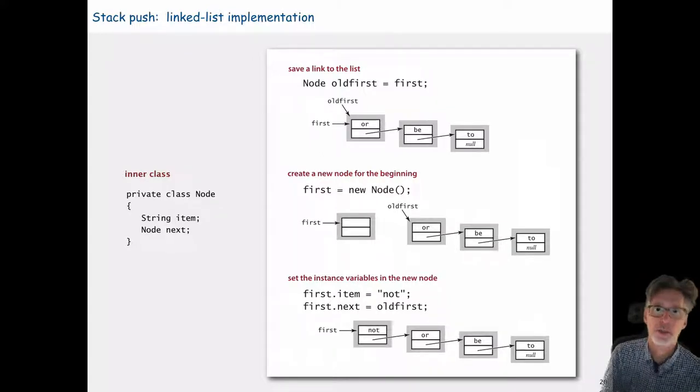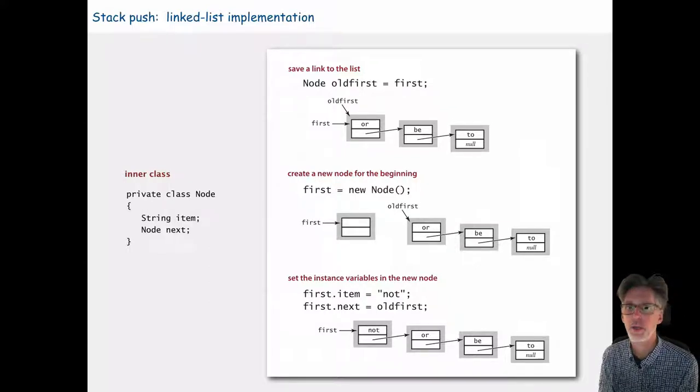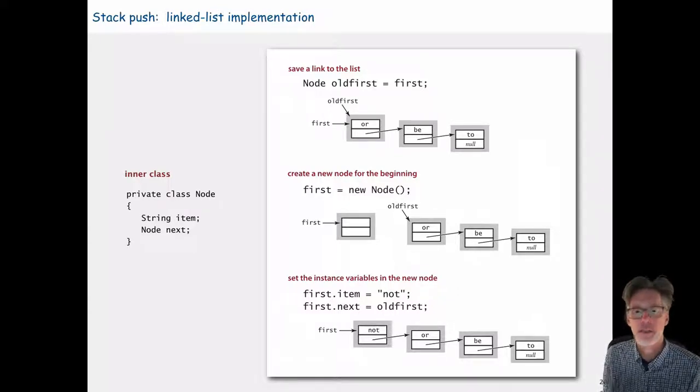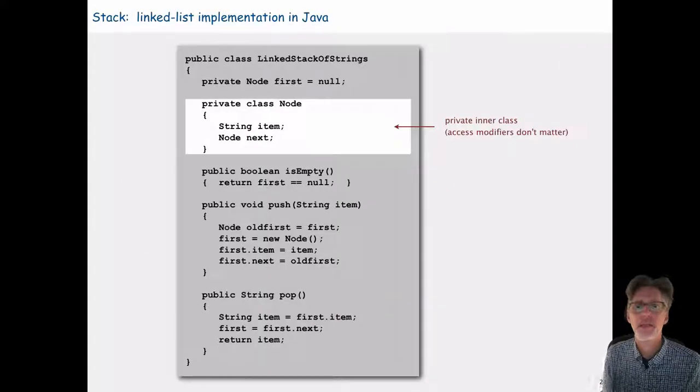With push, here it's written to save the old first pointer, create a new node, and set that new node to have the appropriate data. And in this case, we are initializing the string "not" and the old first into the item and next. So that'll push the string "not" onto the stack. All right, so here's the completed code. It's, like I said, not really very difficult.